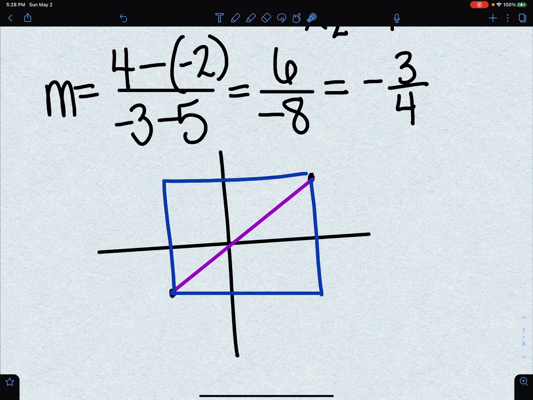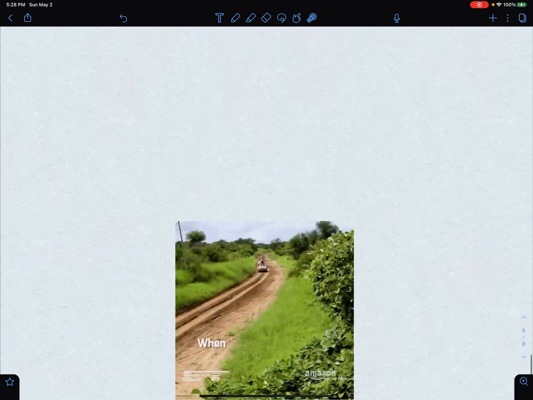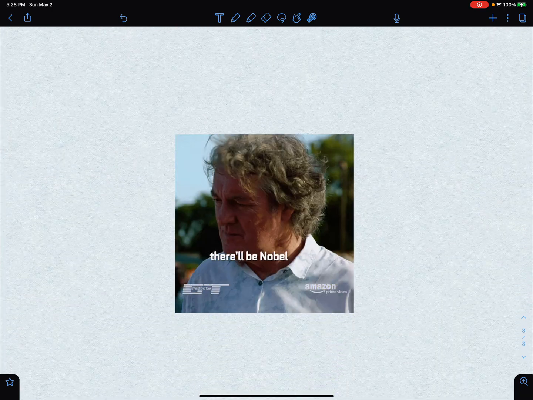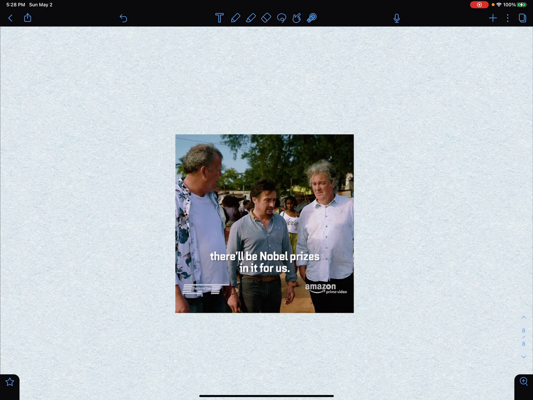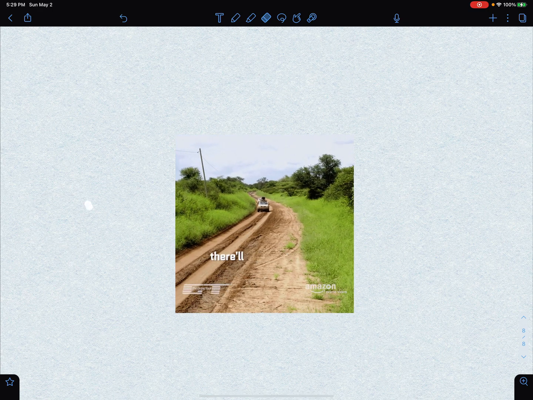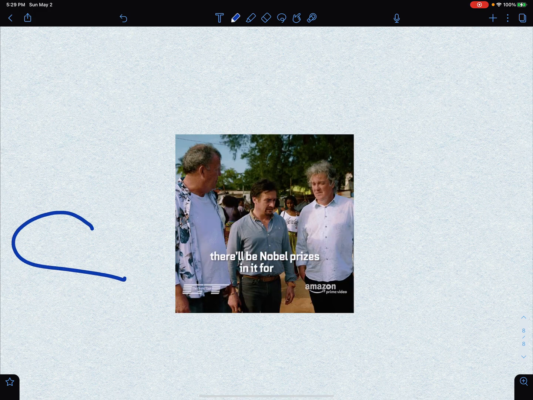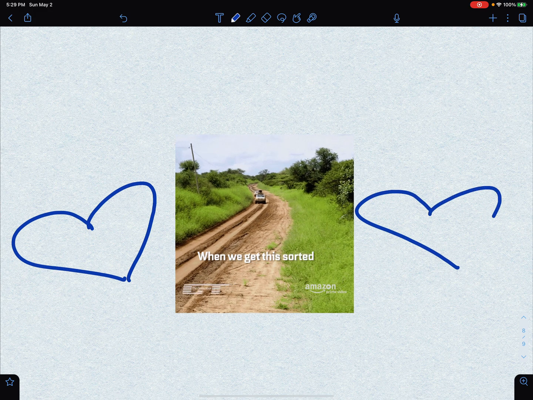Isn't that cool? All right, so cool. I love it. So when we get this sorted out, there'll be Nobel Prizes in it for us. Probably, right? Yeah, maybe you deserve one after you do all this math. This is a lot of math.